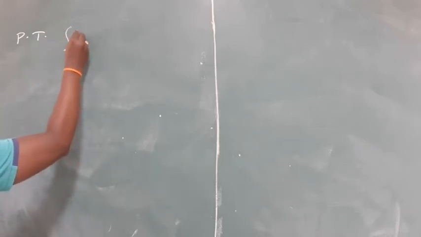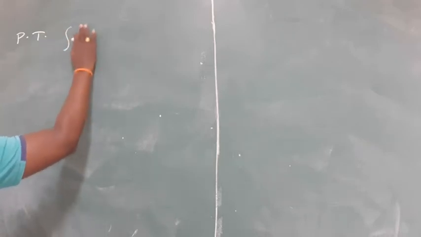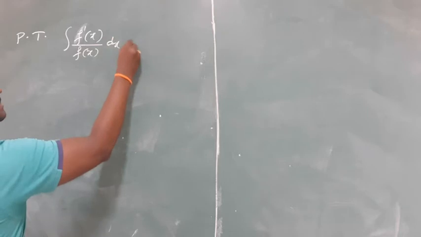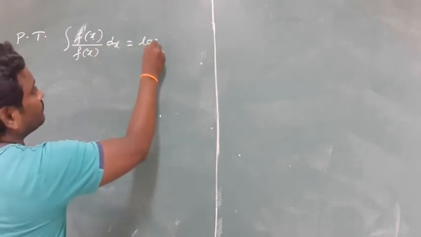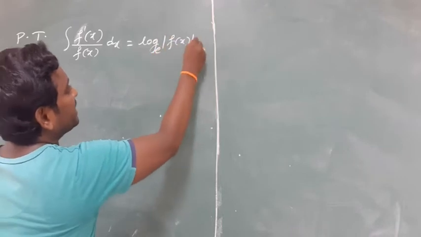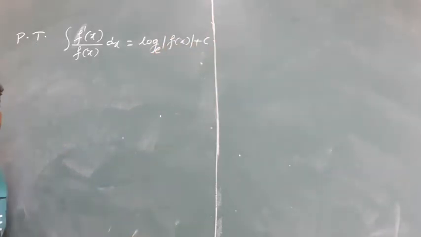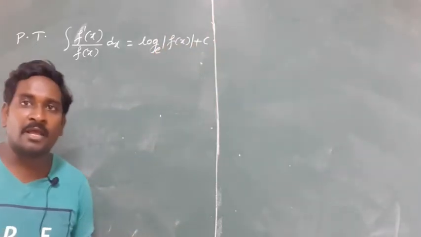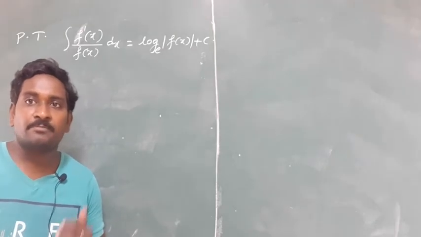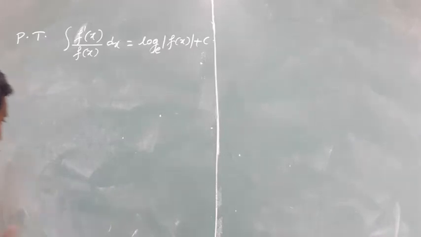Prove that integration of f dash of x whole by f of x dx is equal to log mod f of x to the base e plus c. This is an important formula. We can use this formula in many problems. That's why please listen carefully. Okay?